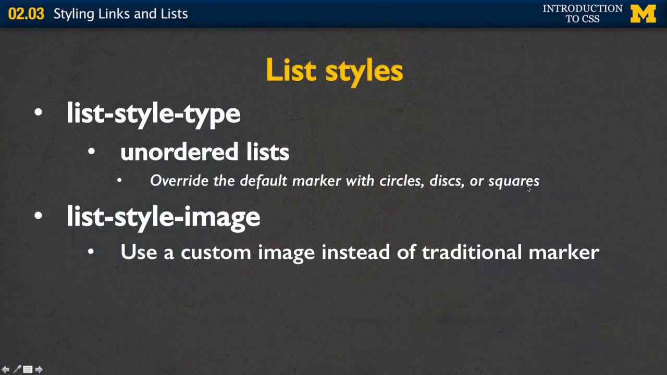When you do list style type for unordered lists, typically what you have, depending on your browser, is the little circle or the little disk. We can change that and put in exactly what you want. Another option that you can play with is getting rid of those default markers altogether and instead using a custom image instead of that traditional marker.